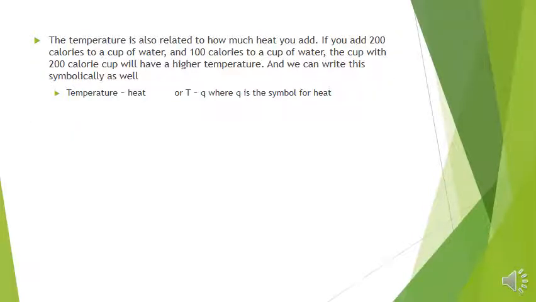The temperature is also related to how much heat you add. If you add 200 calories to a cup of water and 100 calories to a cup of water, the cup with 200 calories will have a higher temperature. So this is a direct relationship. So if the temperature is directly related to the heat, we can write it symbolically as T squiggly Q. Q is a symbol for heat.